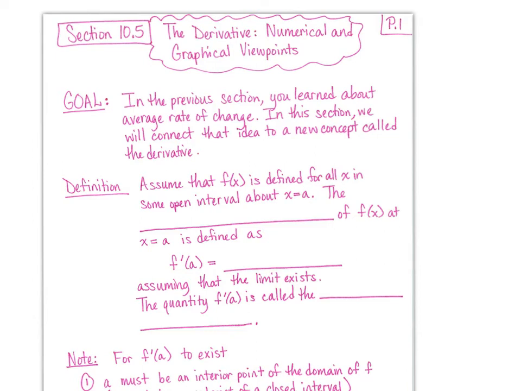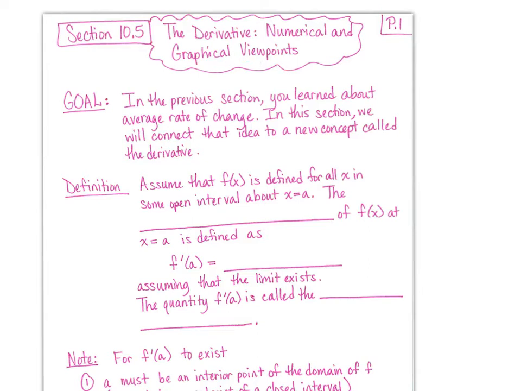10.5. Section 10.5 talks about the derivative from a numerical and graphical viewpoint. In the previous section, you learned about the concept of average rate of change, and in this section, we're going to connect that idea to a new concept called the derivative. The ideas presented in this section are mainly for intuition, to connect the difference quotient to the concept of limit that we talked about, to form the definition of a derivative, and then talk about how to find it by using numerical and graphical viewpoints.